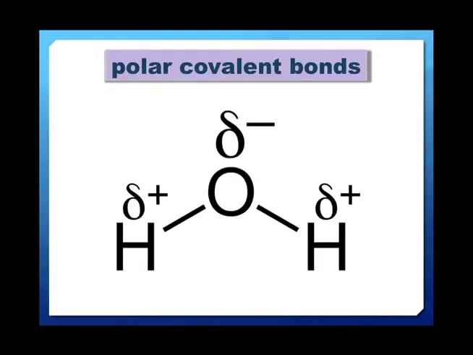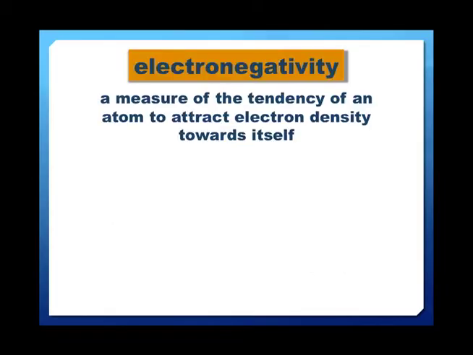Now that we know that polar covalent bonds exist, it is time to understand why they exist. A polar covalent bond will form between two atoms if they have sufficiently different electronegativity values. Electronegativity is a measure of how well an atom can attract electron density towards itself. The more strongly it can attract electrons, the greater its electronegativity.